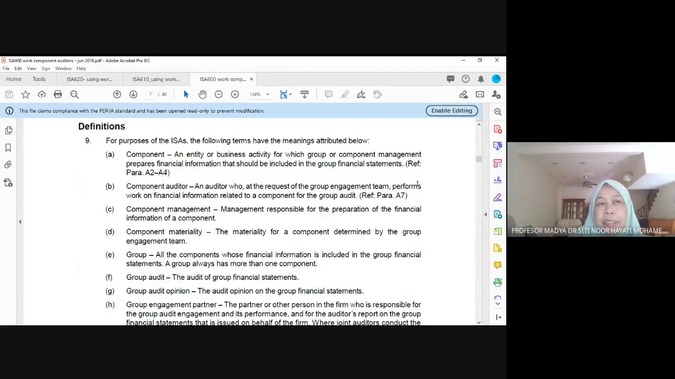All right, so this is using the work of the component auditors. In business, the client of the company can be a single client company, or they can be actually a group of companies. So for example, that making up the group would be the holding company, the subsidiary company, as well as the associated company.